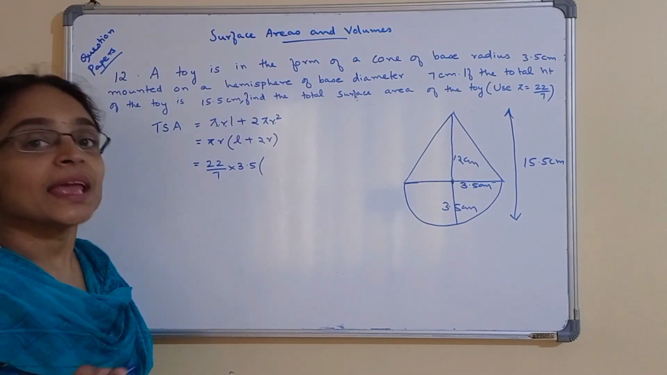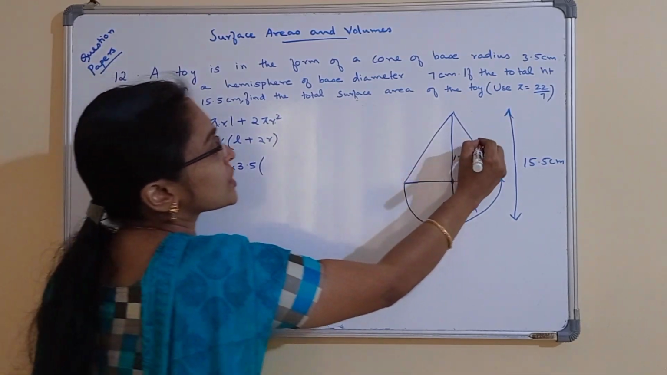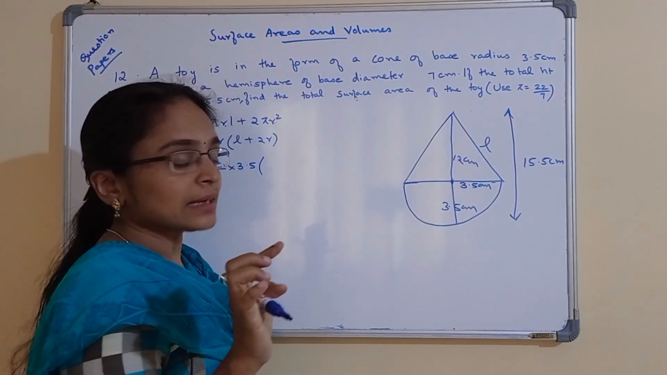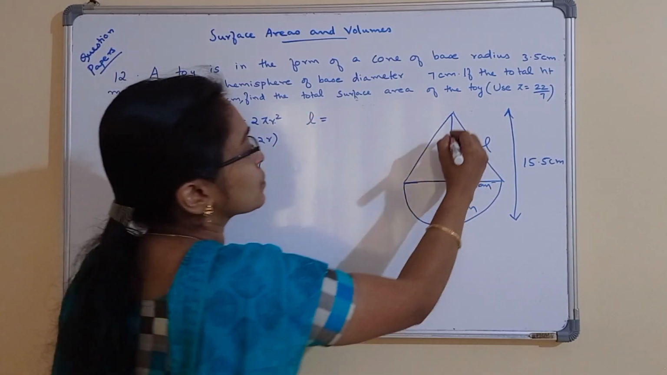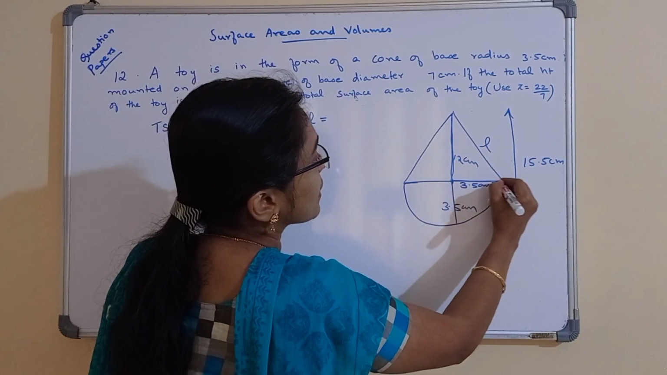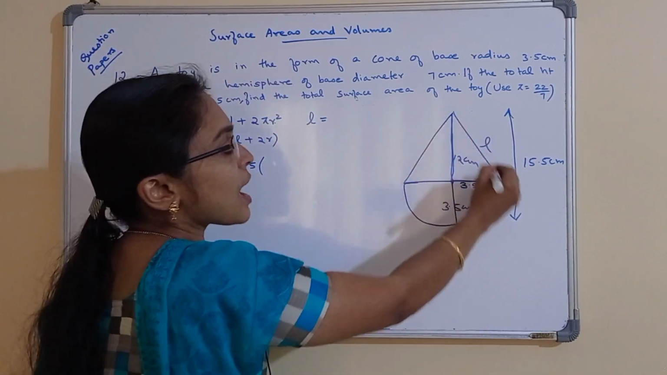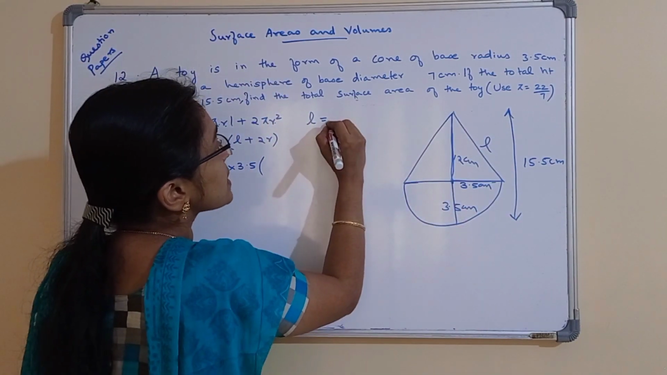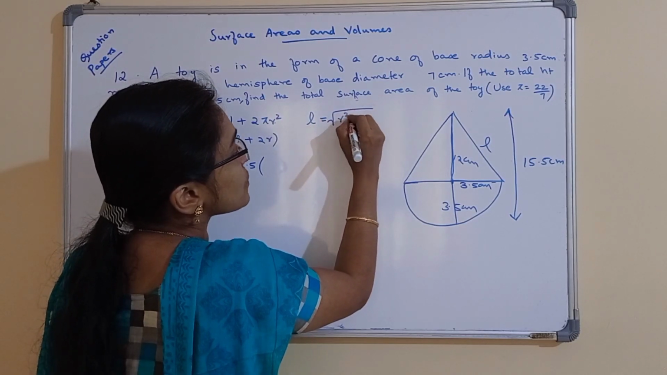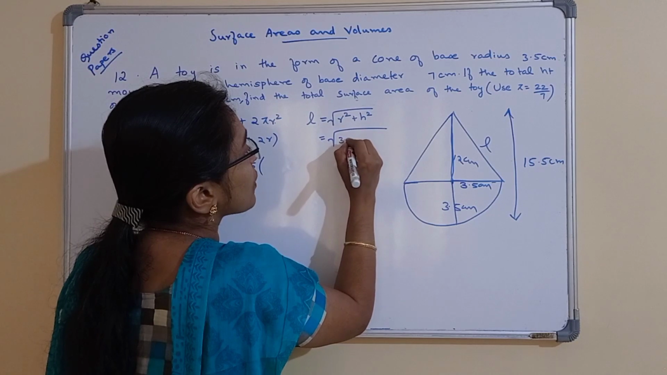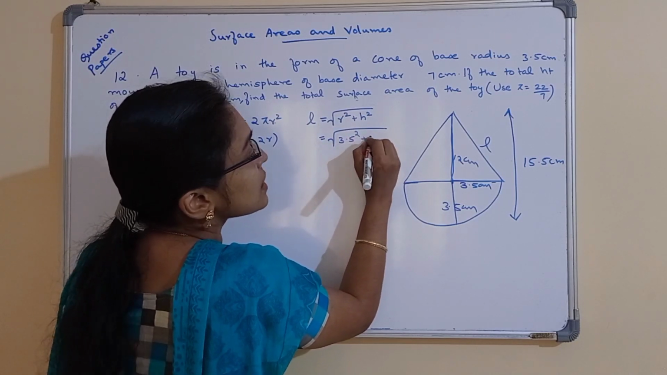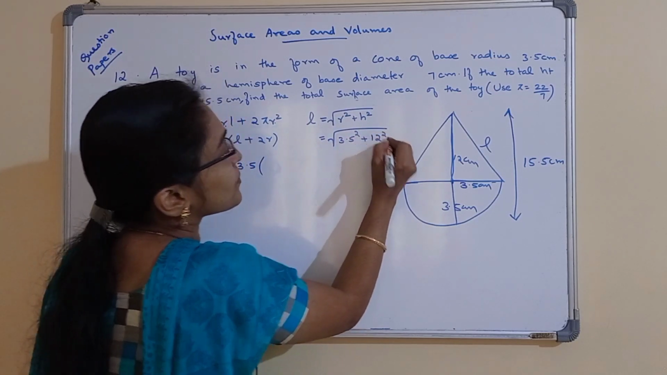Now, L. We don't know what this L is. L is the slant height. And for that we have to find this. L equal to, this is a right triangle. So L is the hypotenuse, which means L equals root of r square plus x square, which is equal to root of 3.5 square plus 12 square.